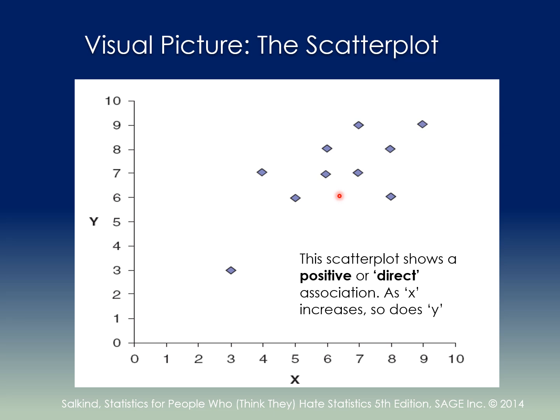I mean, a perfect relationship would be this: if X goes up 1, so does Y. If X goes up 2, Y goes up 2. And so you would have a straight line. A straight line would indicate a perfect relationship between X and Y variables. But they're rarely perfect, right? In this case here, there seems to be a pattern where as X increases, so does Y, but it's not a perfect pattern.